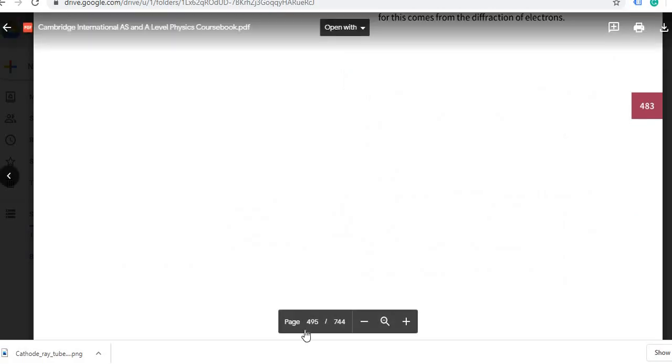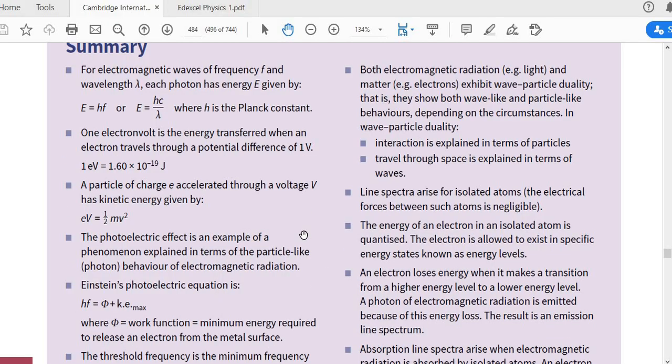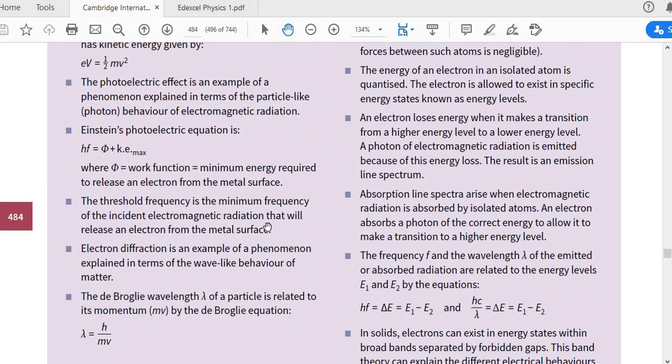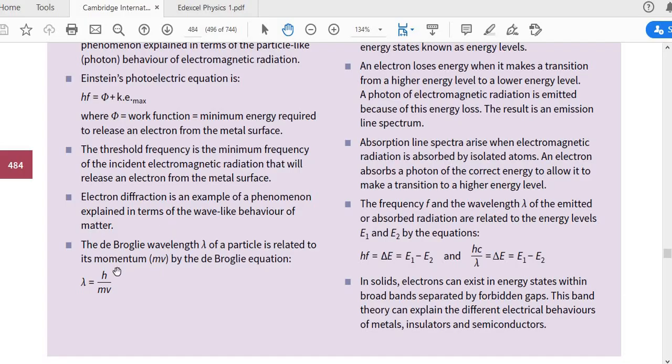Okay, let's go back to the summary. Still we are in the introductory part, so that you will have a good understanding of what you will learn in this chapter. Okay, so we went through the de Broglie wavelength.